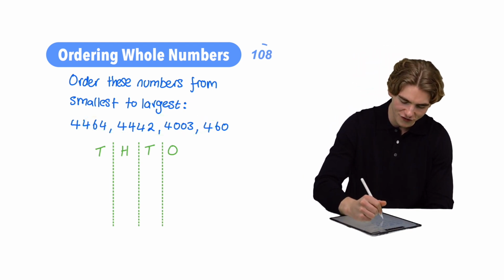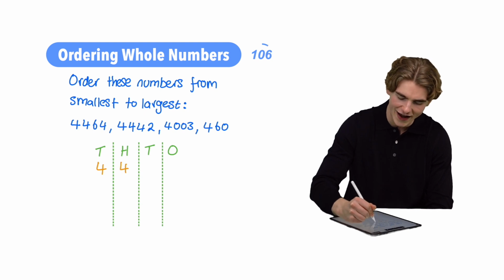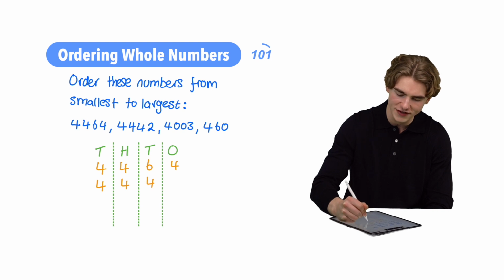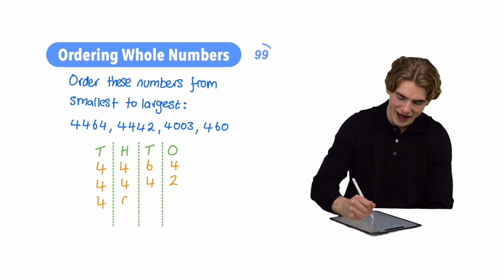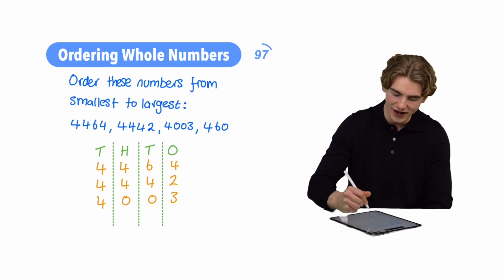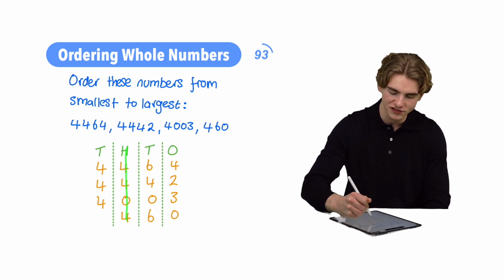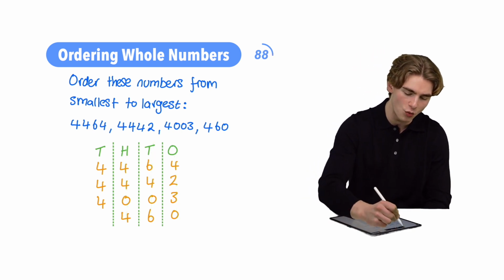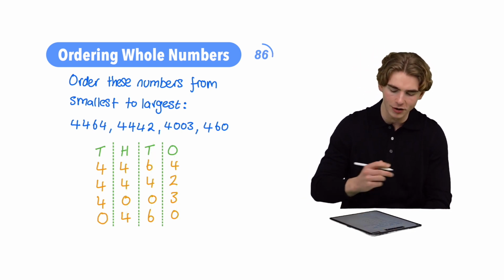Let's get it done. First off, we have 4,464. Next up, we have 4,442. Up next, 4,003. And finally, 460. Making sure that we put our 4 in the hundreds column, our 6 in the tens, and our 0 in the ones. Next, we're going to fill in the one blank that we have down in the bottom left-hand corner.